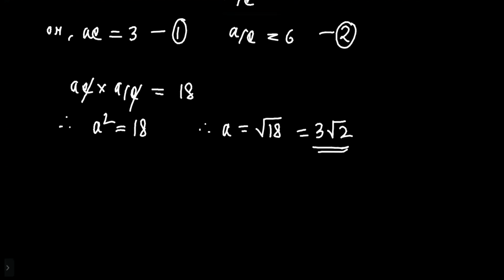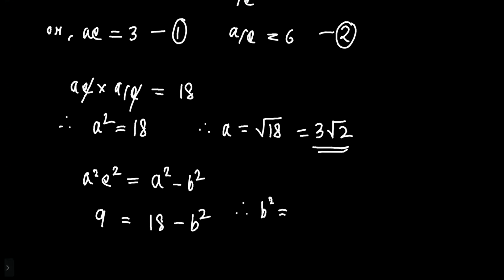Now in case of an ellipse, we all know that a square e square is equal to a square minus b square. Now we have been given ae, so a square e square will be 9, is equal to, we have found that the value of a square is 18, minus b square. So what is the value of b square? b square will be 9. Therefore b is equal to the positive root of 9, that is 3.